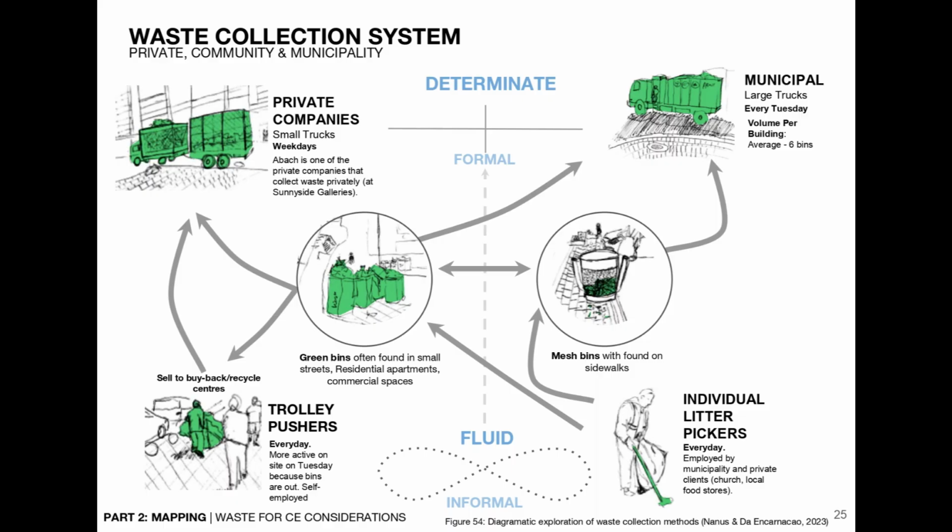The individual litter pickers collect waste which lies around the streets of Sunnyside. These litter pickers are employed by private entities like the church and dispose of their waste within the designated disposal facilities. The municipal trucks collect waste out of the green bins and mesh bins every Tuesday. The excess waste in the green bins that is not collected by the municipal trucks is then collected by a private company like ABATCH. These companies are employed by the owners of the commercial companies and apartment blocks of Sunnyside.